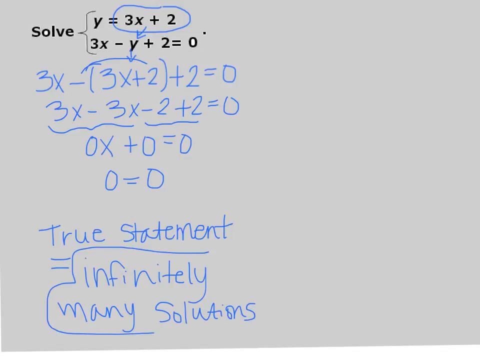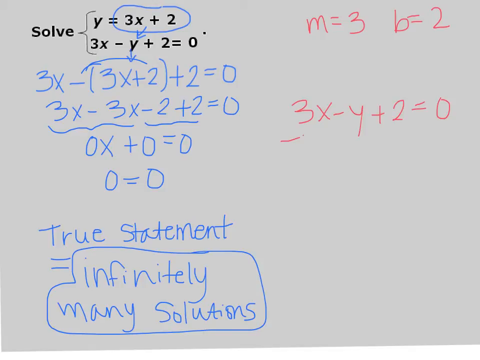This is the algebraic way of solving it. Obviously, we could also just compare slopes and y-intercepts. The top equation has a slope of 3 and a y-intercept of 2. And the bottom equation would need to be transformed into slope-intercept form before we can find any of that.